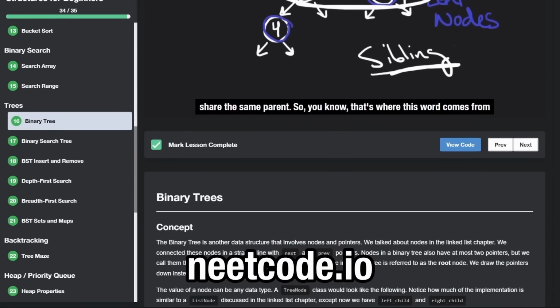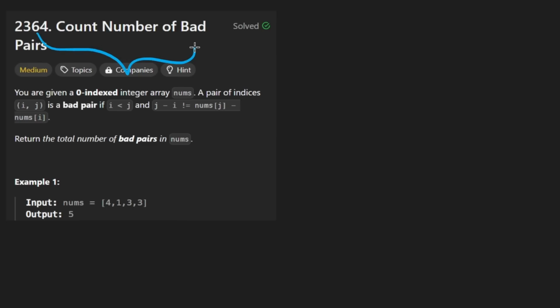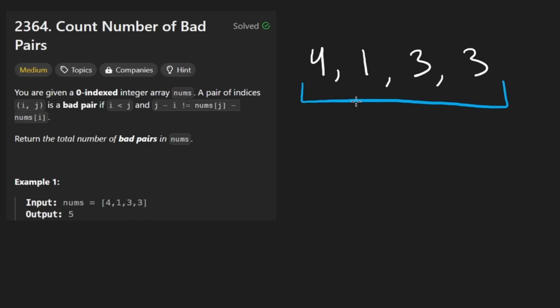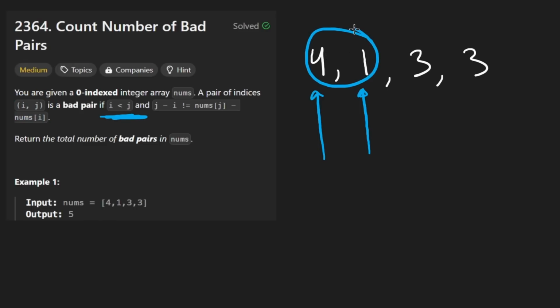So today let's solve the problem, count number of bad pairs. The idea is that we're given an array of integers and we could pick any two elements in the input and they count as a pair. Now the only thing they mean by this is, well, first of all, that these have to be two different elements, like they have to have different positions for them to actually count as a pair.